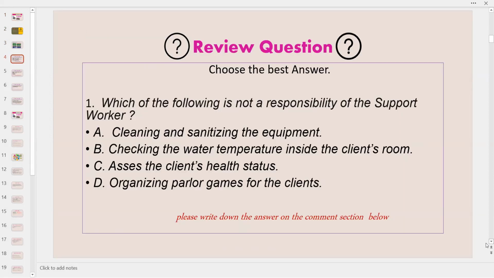Question 1, choose the best answer. Which of the following is not a responsibility of the support worker? A, cleaning and sanitizing the equipment. B, checking the water temperature inside the client's room. C, assess the client's health status. D, organizing parlor games for the client.